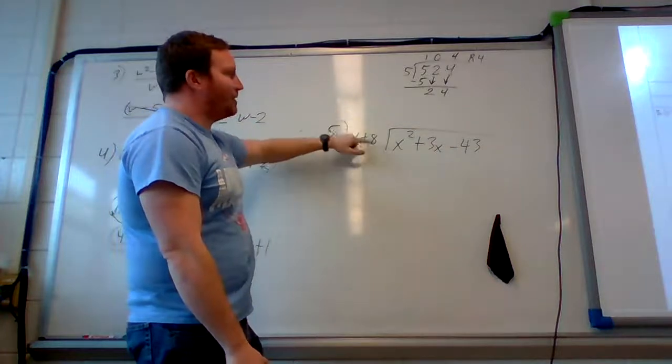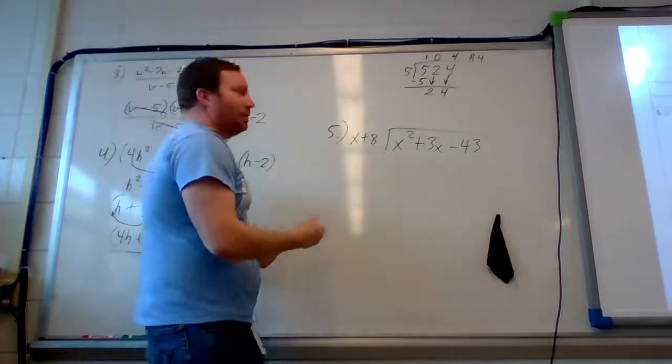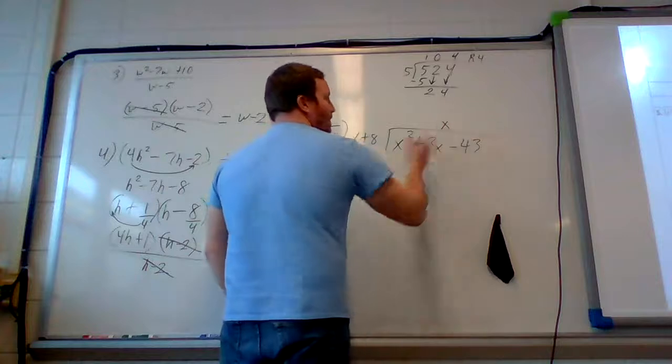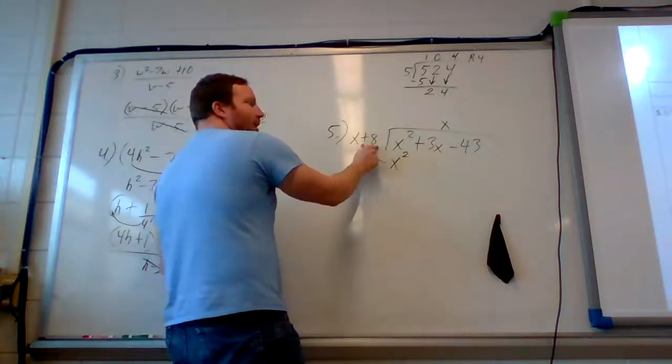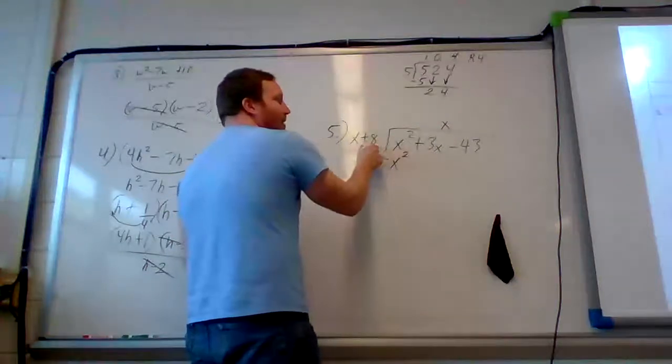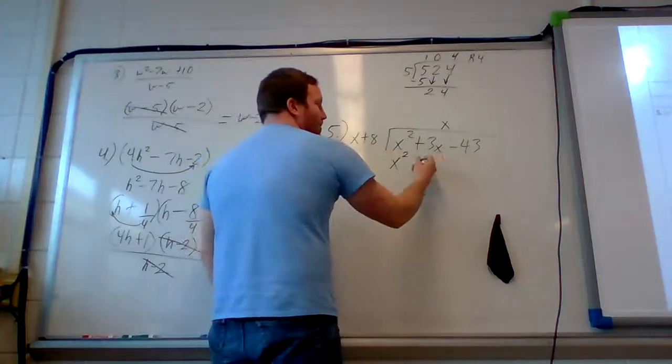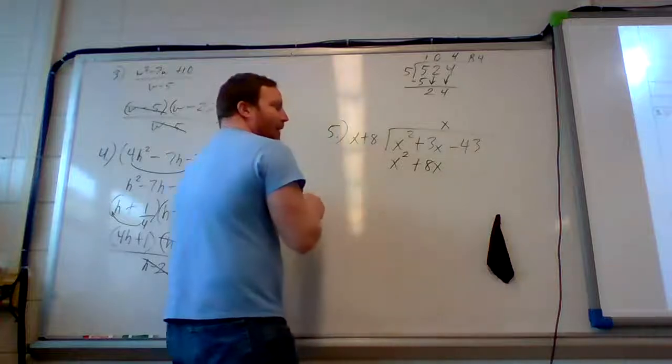What times x gets us x squared? X. So we're going to put x up top. X times x gives us the x squared. Now we also have this plus 8. We need to multiply that by the x as well. So that's going to give us a positive 8x.